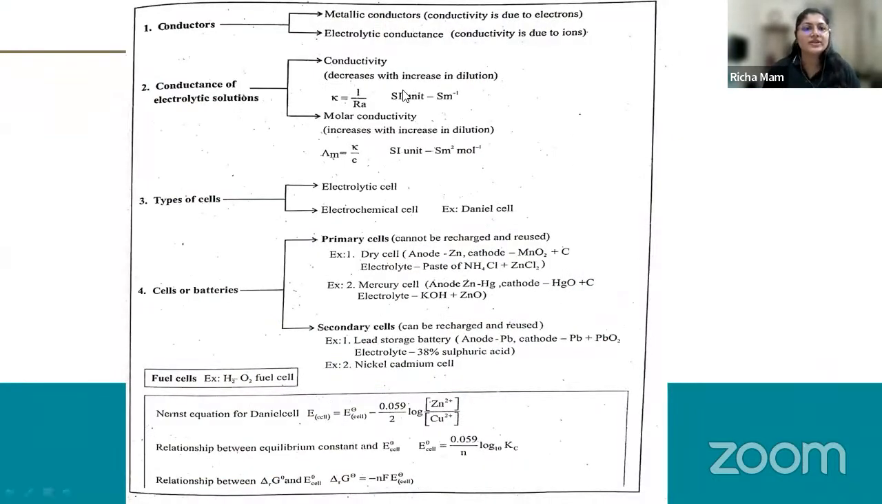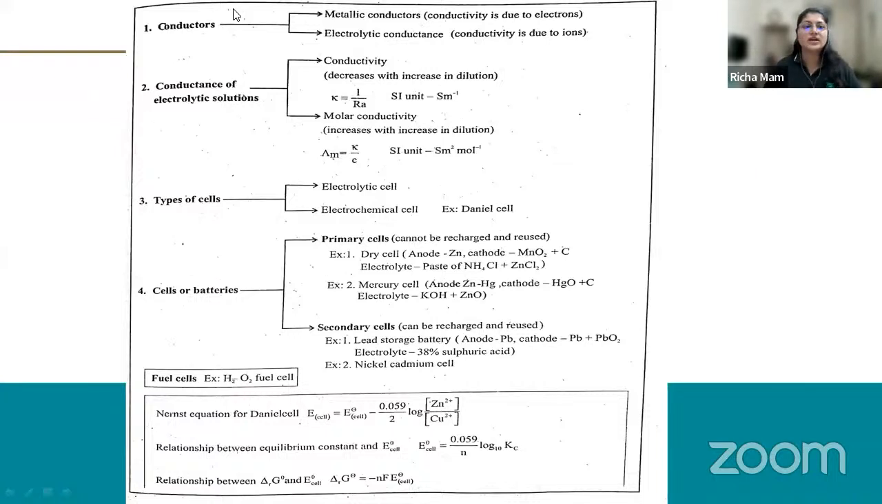Last class we were discussing what conductors are. We have seen what insulators are, then what metallic conductors and electrolytic conductors are. The conductivity in metallic conductors is due to the electrons. In electrolytic conductance, the conductivity is due to the ions, due to the mobility of ions. So we have seen this conductors part in the last class.